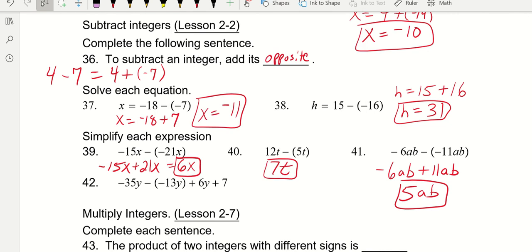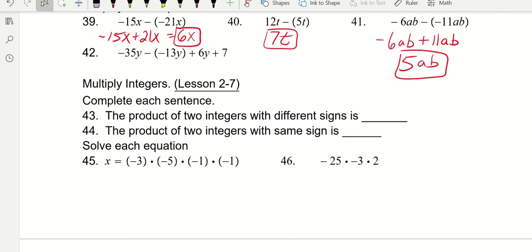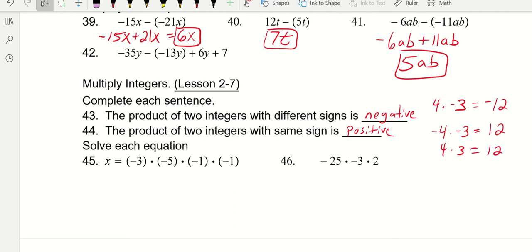Multiply integers. Complete each sentence. The product of two integers with different signs. So think about like 4 multiplied by negative 3. The product of two integers with different signs is negative 12 in this case. So negative. The product of two integers with the same sign, well, negative 4 multiplied by negative 3. A negative multiplied by a negative is a positive 12 in this case. It's a positive. And it's the same thing with positive 4 multiplied by positive 3. That's going to be positive 12.